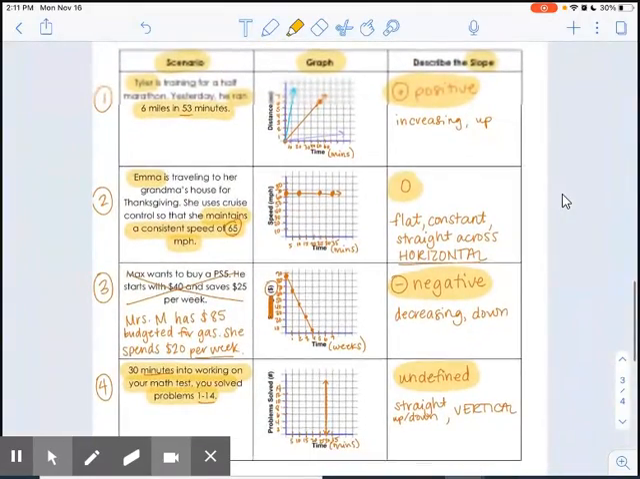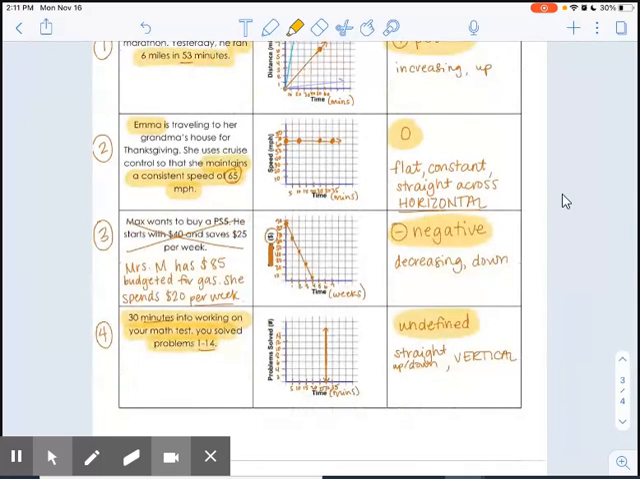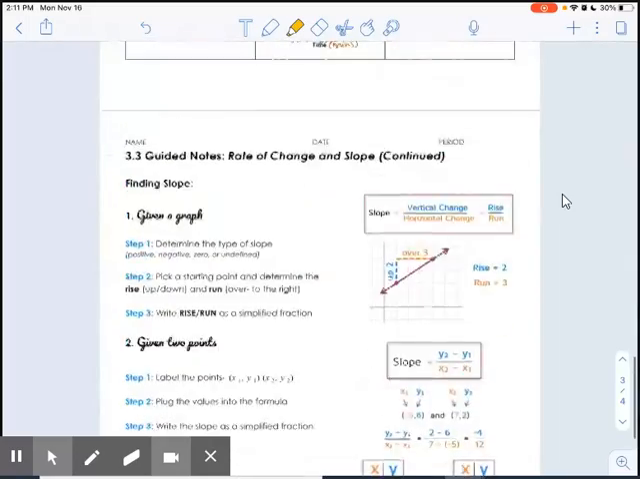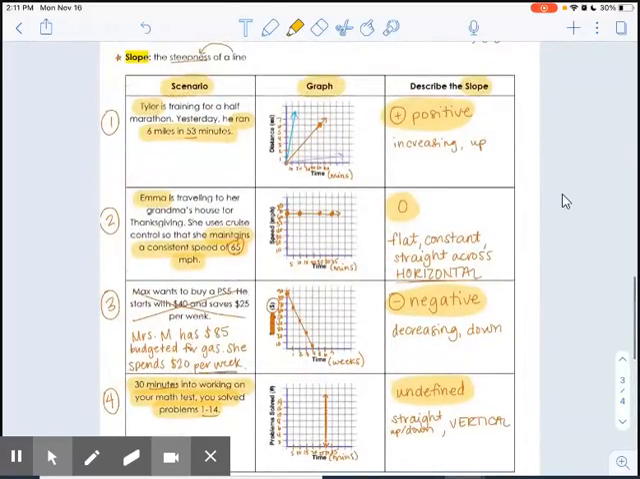Okay. So those are the 4 types of slope. A line going up has a positive slope. A line going straight across has 0 slope. A line going down has a negative slope. And a straight vertical line has an undefined slope. So that is what you need to learn for today. Tomorrow, we're going to get into how to actually assign a numerical value for the slope of a line.